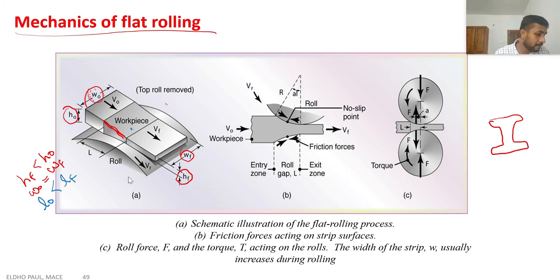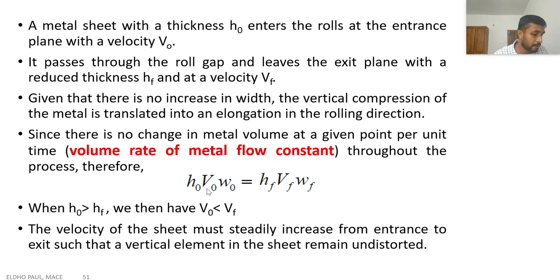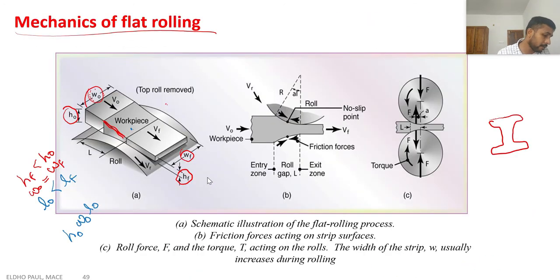So what is the equation for the volume flow rate? The volume for the initial workpiece is H0 W0 L0. Instead of this, we give the volume flow rate, which is equal to H0 into W0 into V0. So instead of L0, we give V0. That is the volume flow rate of the initial workpiece. What is V0? V0 means velocity zero, the velocity of the initial workpiece.